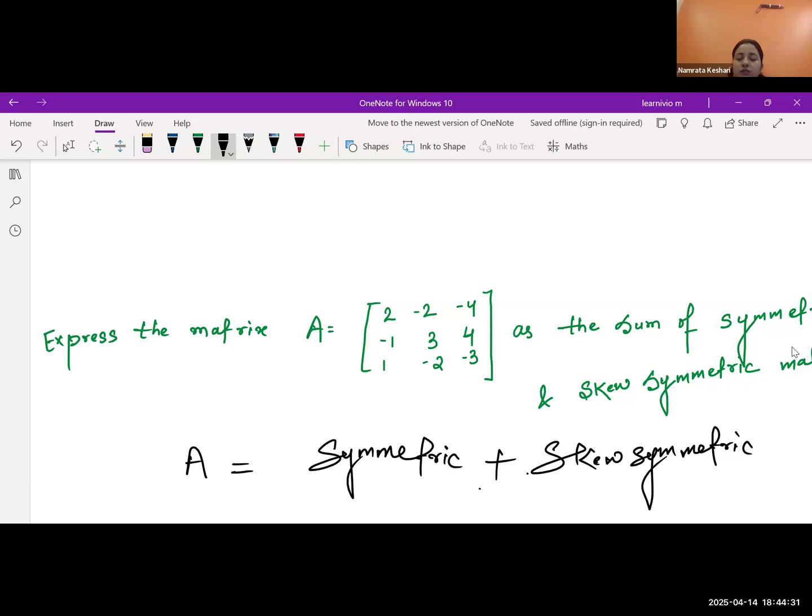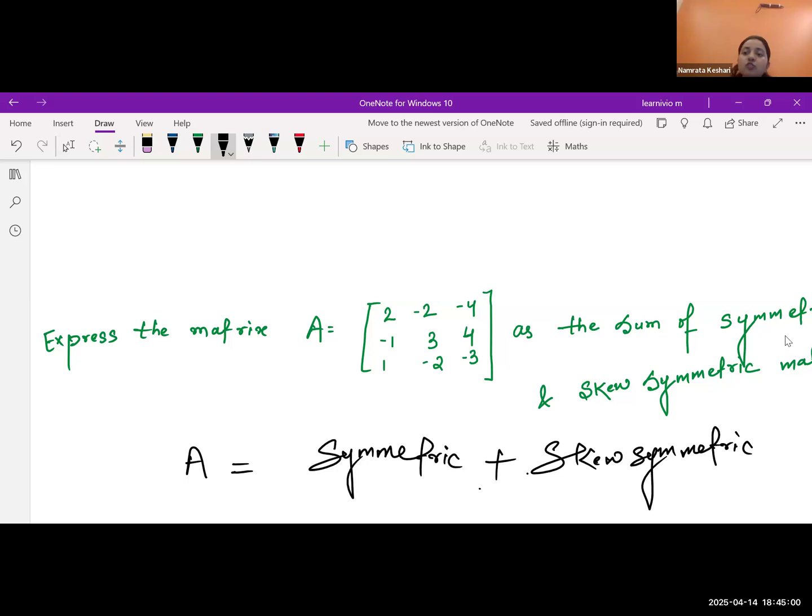Can you please repeat? No, this is the sum. We have to show that A is the sum of two different matrices, a symmetric and a skew symmetric matrix. The first has to be symmetric, any matrix. The other one, any matrix, has to be skew symmetric, given the condition that both added together will make A.